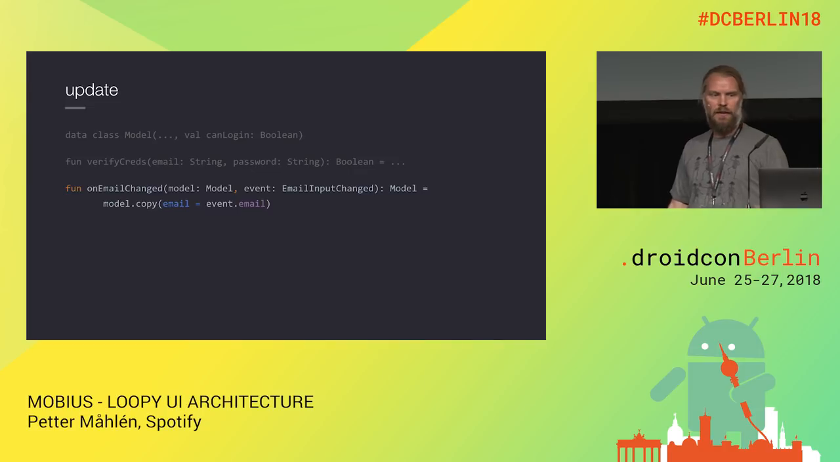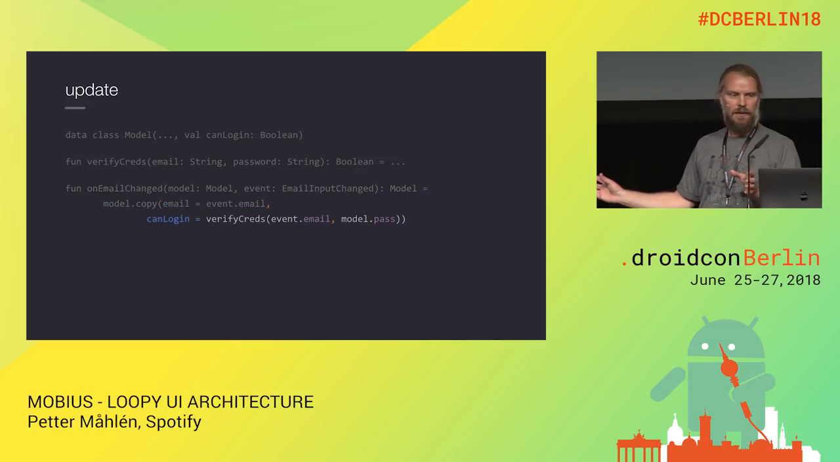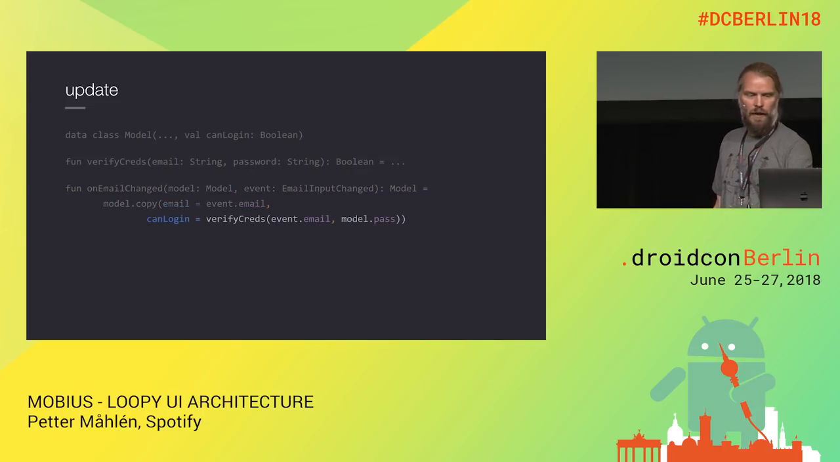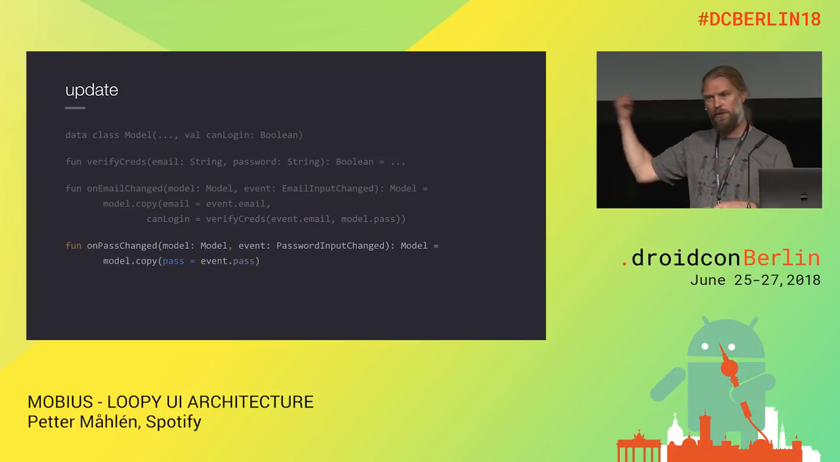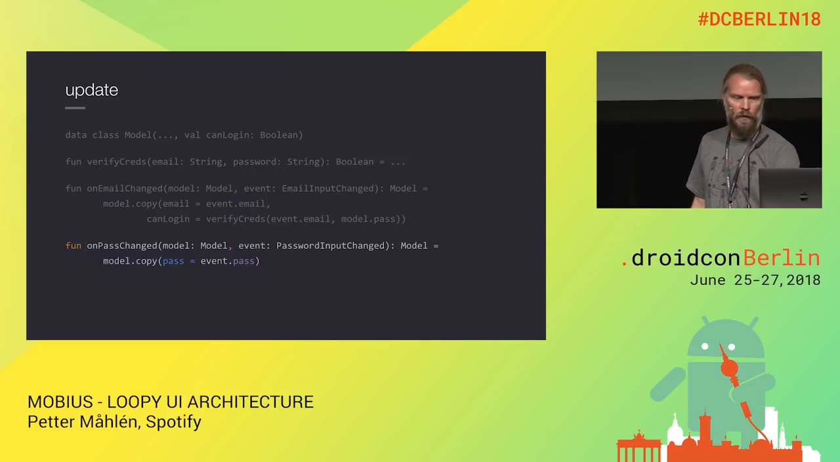So let's go back to our on email changed handler and update it so that it's recording whether the login button should be enabled or not. So if the credentials are valid after this change, record that fact. And similarly for the password handler.